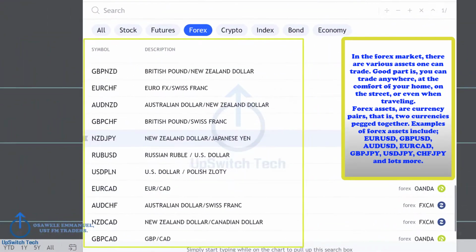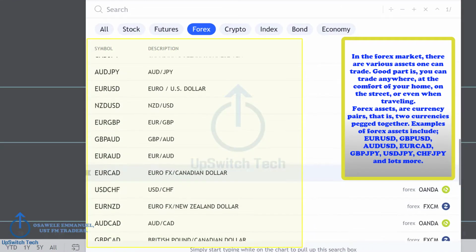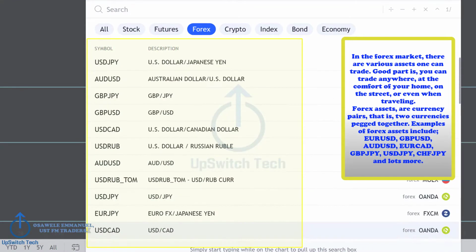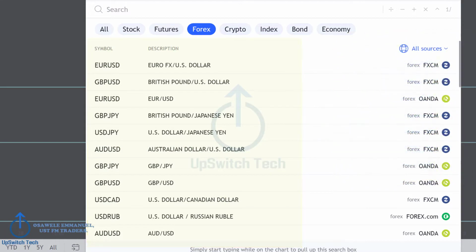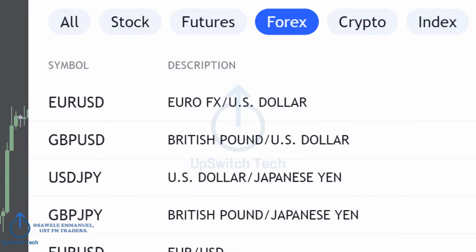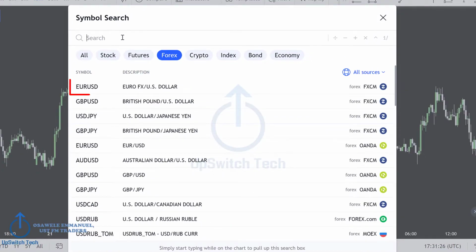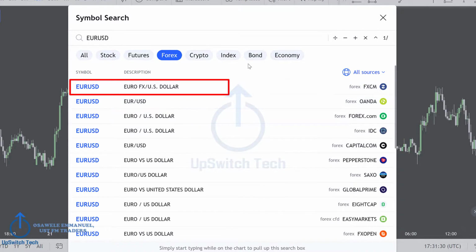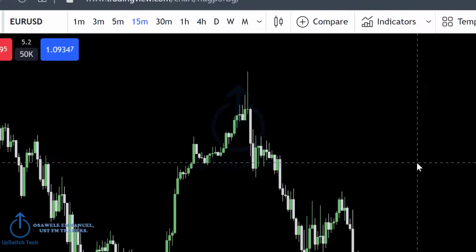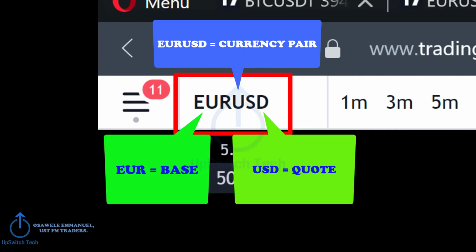Examples of Forex assets include EUR/USD, GBP/USD, AUD/USD, EUR/CAD, GBP/JPY, USD/JPY, CHF/JPY, and lots more. The first currency of a currency pair is called the base, while the second currency of a currency pair is called the quote. For example, in EUR/USD, the Euro currency is the base, while USD is the quote.